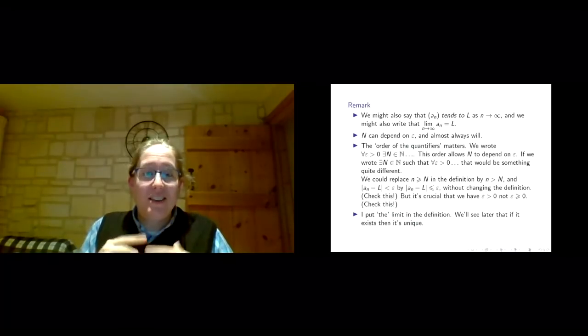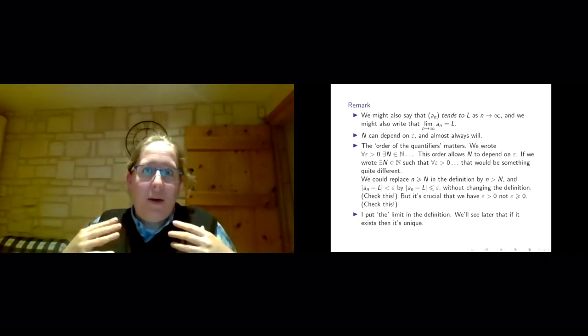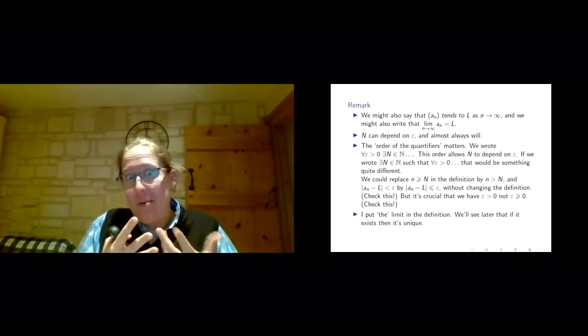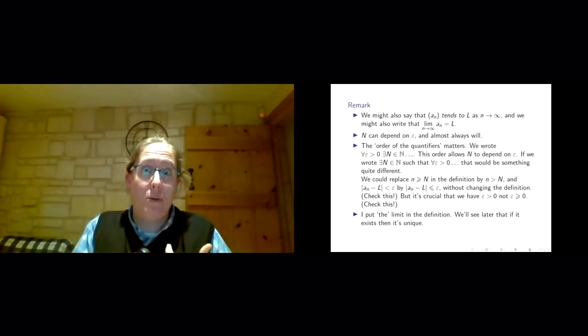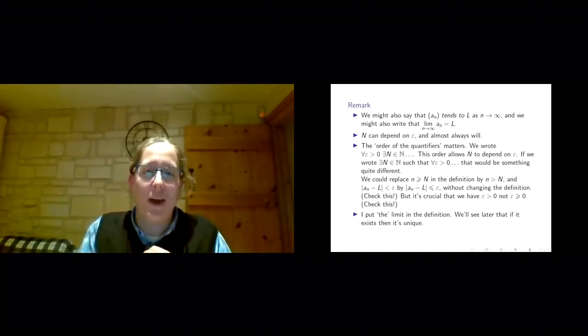In the definition, I said the limit. Maybe there could be more than one limit. In fact, it turns out that if there is a limit, then it's unique, and that will be a theorem that we will prove later on. So that's not supposed to be something that you can see right away now. We will prove that carefully together on a video at some point soon.